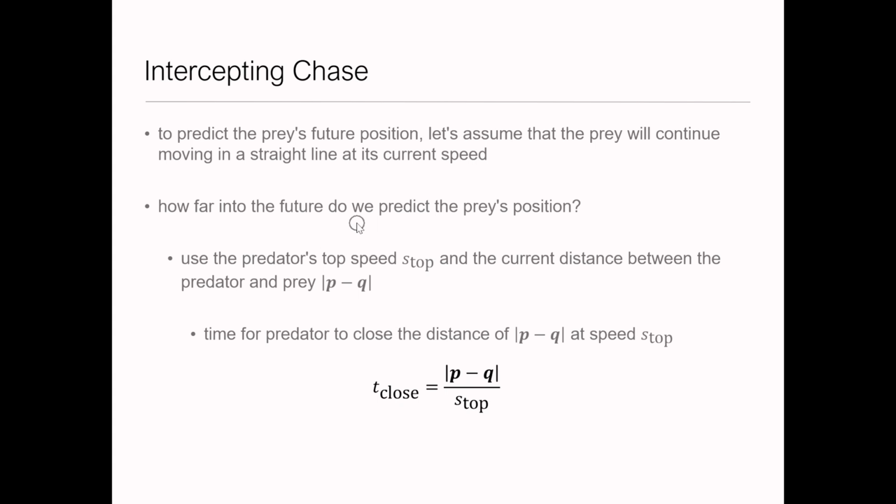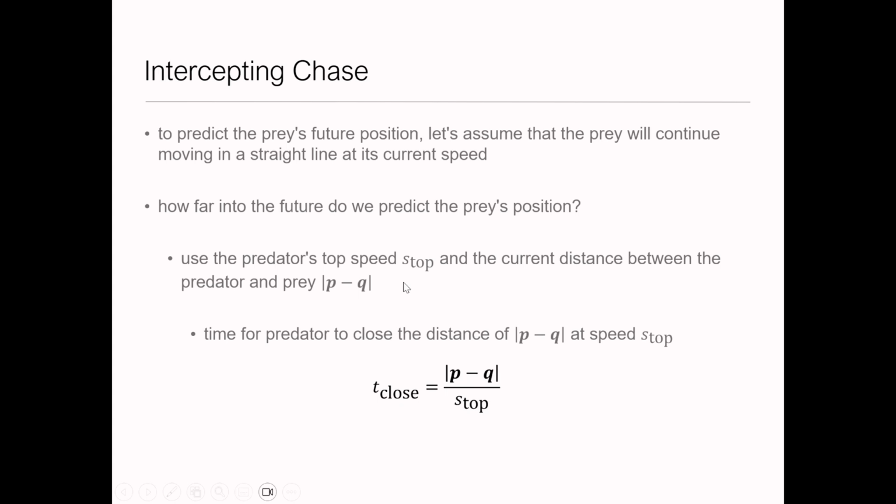Now the question is, how far into the future are you going to guess? That's part of the problem that you have to solve. If you guess too far in the future, then you're going to assume the prey has gone much further than it actually has, and you'll end up overshooting the prey's location. If you guess too near in the future, the prey will have gone past that point and you will undershoot the prey. So you have to guess some amount of time at which to anticipate the prey's future location.